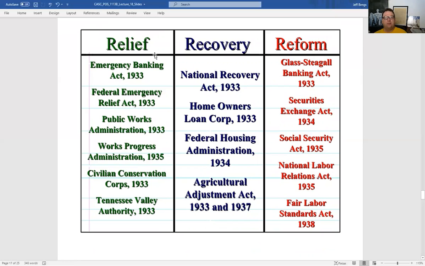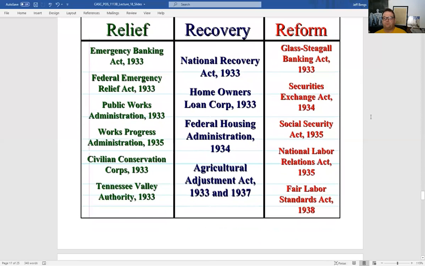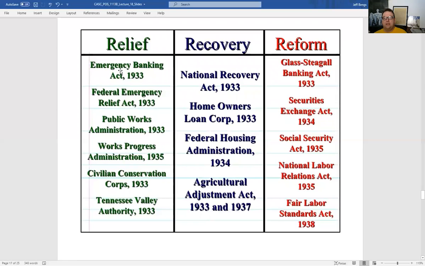This graph here shows you more of the programs in each of those 3 R categories. Not all of these programs are still around. Many of them were designed to be temporary. But then there are some, like the Social Security Act, that are still around. I believe the Tennessee Valley Authority is still around. That began with building a dam in the Tennessee Valley area.